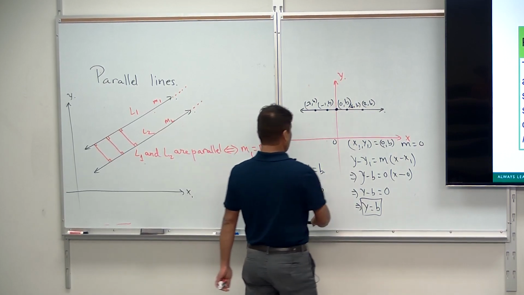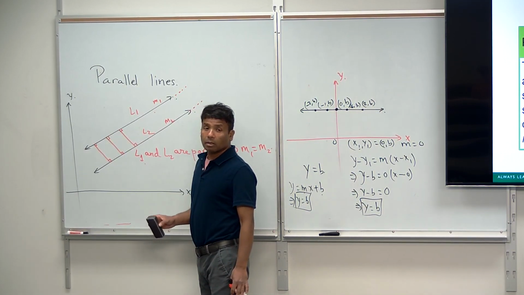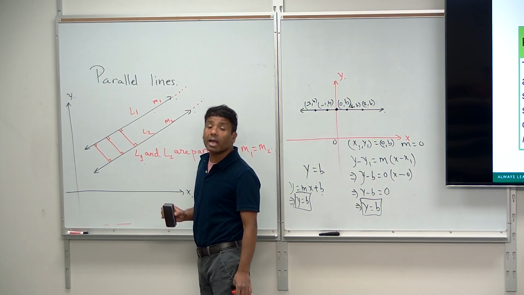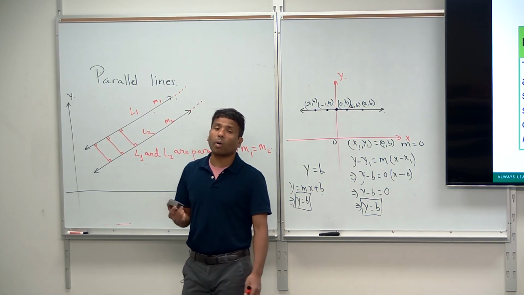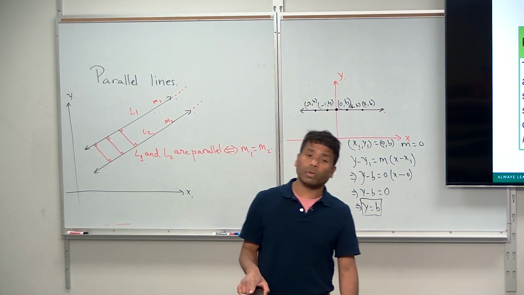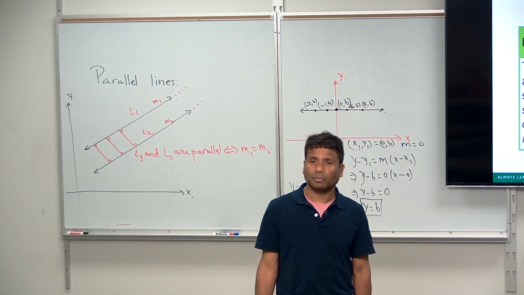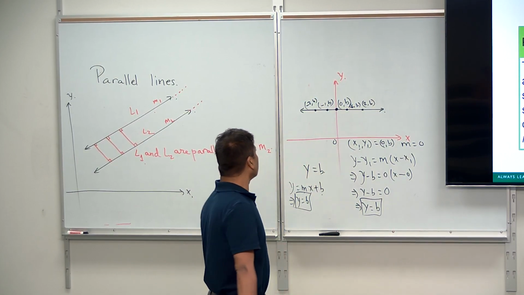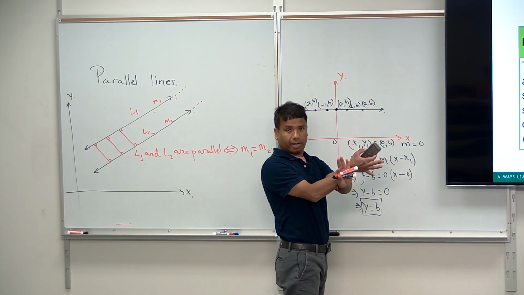Now the next one is perpendicular lines, right? If you have two lines perpendicular to each other, the product of their slopes is -1. Or you can say the slope of one line is the negative reciprocal of the slope of the other line. Did you get it? You know perpendicular lines, right? They make a right angle, right?